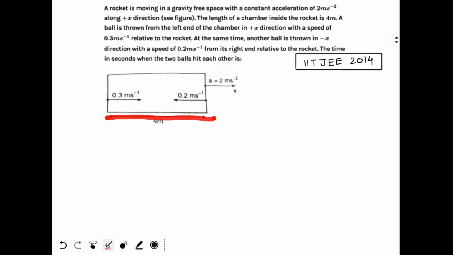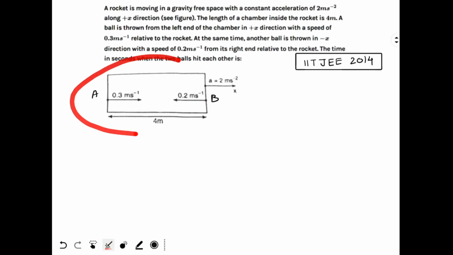Inside the rocket there are two particles. Let's name the particles A and B. Particle A is thrown towards the right with 0.3 meter per second and particle B is thrown towards the left with 0.2 meter per second.